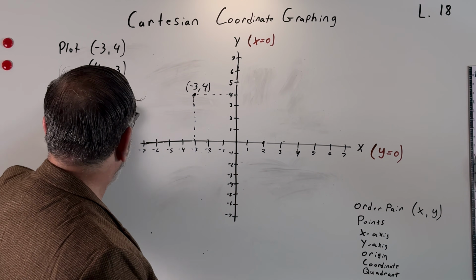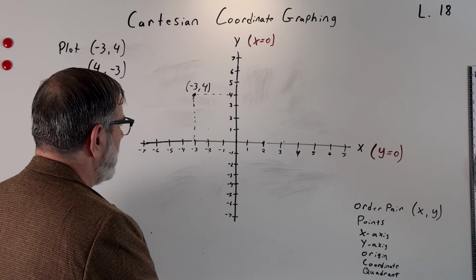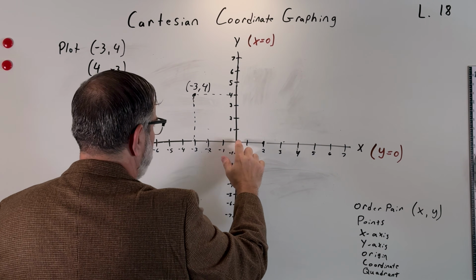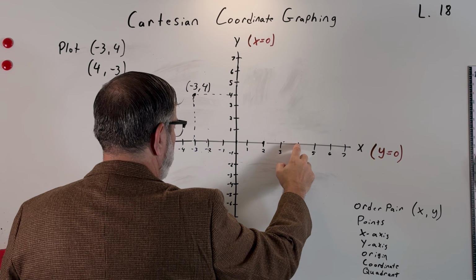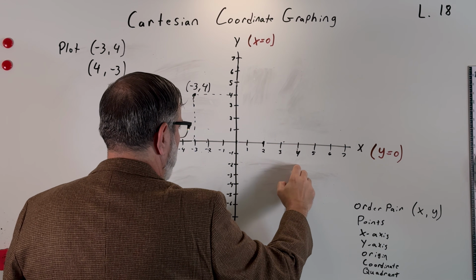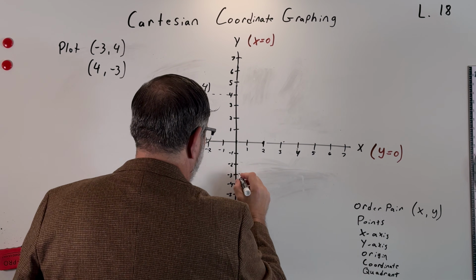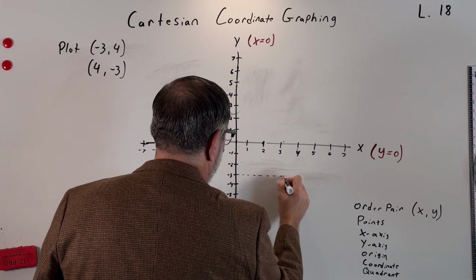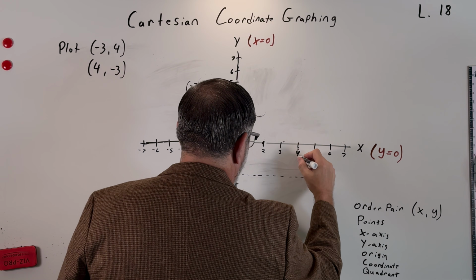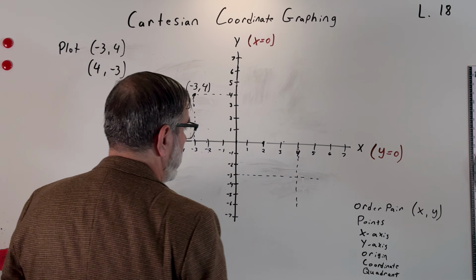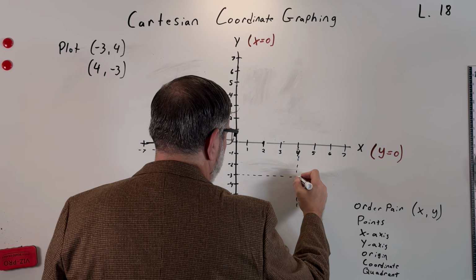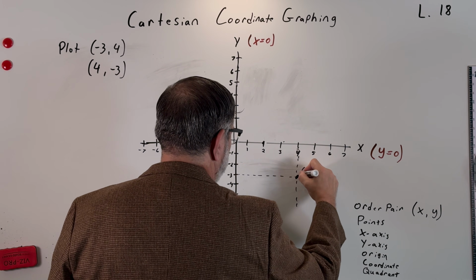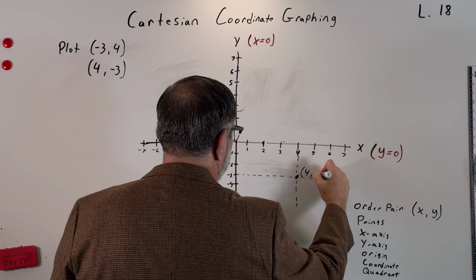How about this other point, 4, -3? Well, the 4 tells me to go from the origin, 4 to the right, so I go over here to 4, and then the -3 tells me to go down 3. So 1, 2, 3. And again, if I had graph paper, I'd have these nice grid lines that went all the way across, and where the 4 grid line on the x-axis and the -3 grid line on the y-axis intersected, that's where my point would lie. And so this would be the point 4, -3.